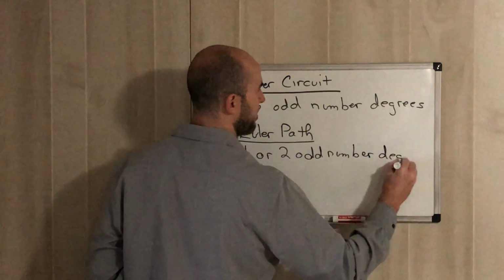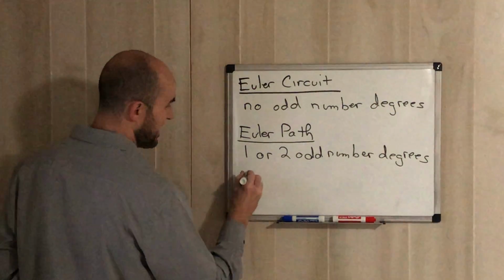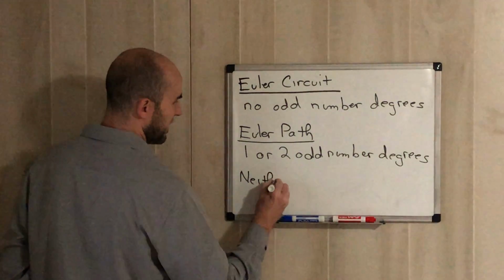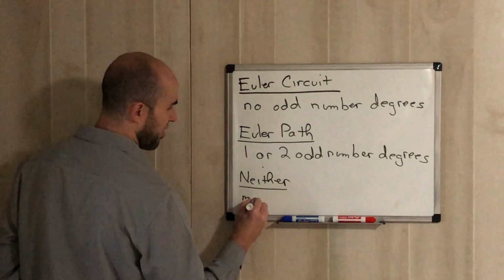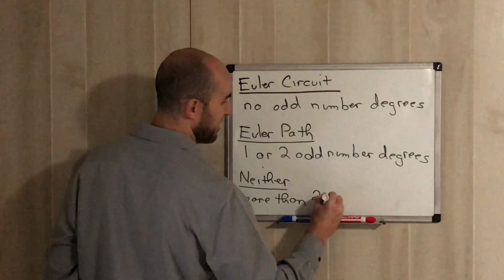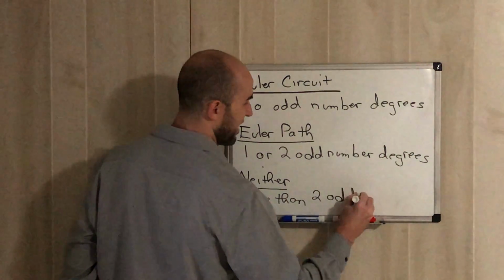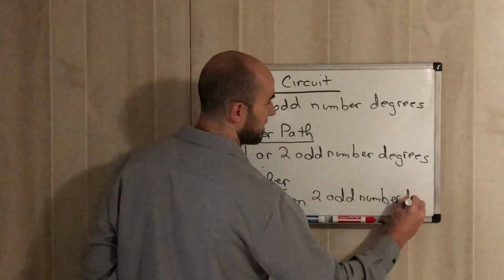And this does help. Again, it can only have 1 or 2, it can't have more. And if it's none of these, it's gonna have more than 2 odd number degrees. And this should help a lot, guys.